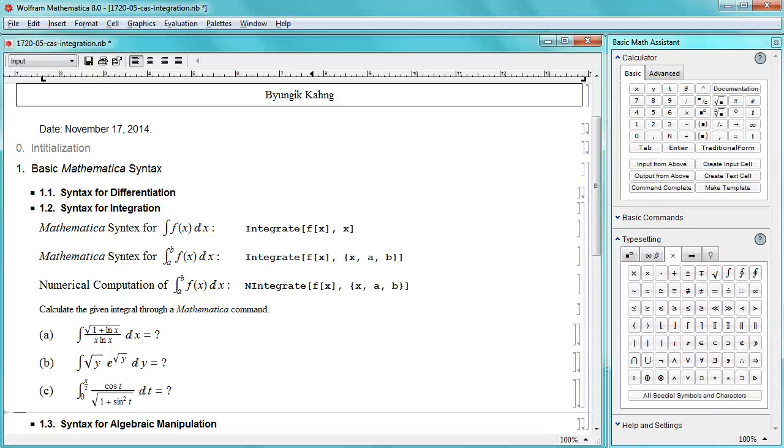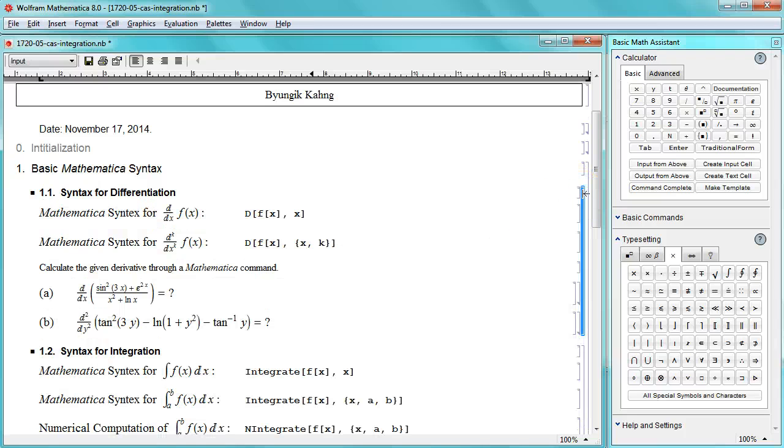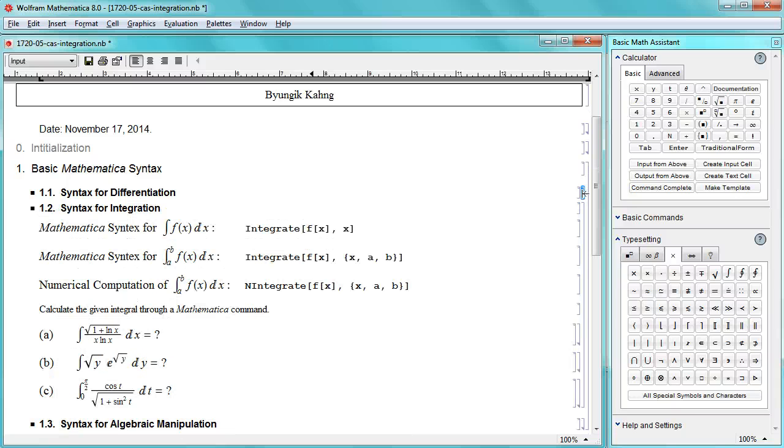Okay, we just went through the basic syntax for differentiation: capital D, bracket open, the function and the variable. And basic syntax for repeated differentiation: specify the repetition by brace open x comma k. And then we went through an example for integration, but then again we did it just once, and we did it in this notebook. So let's do this again using the blank screen.